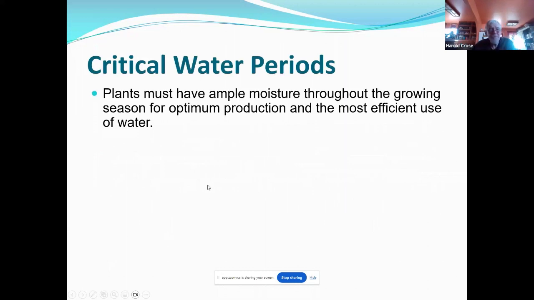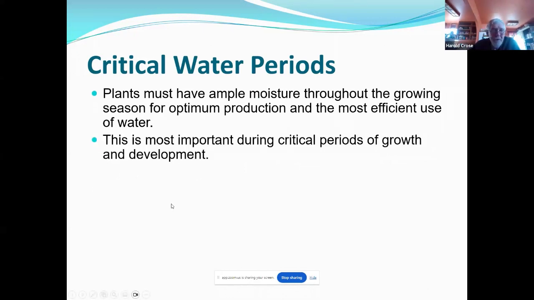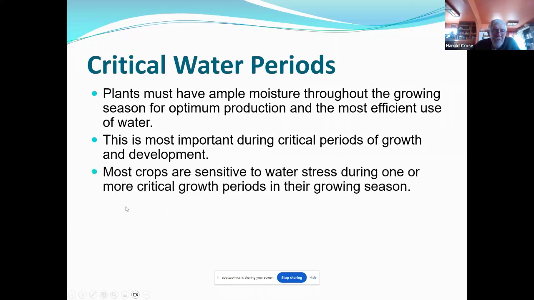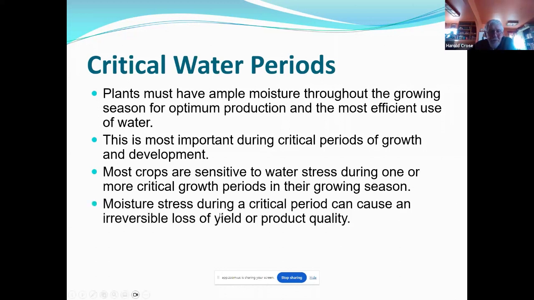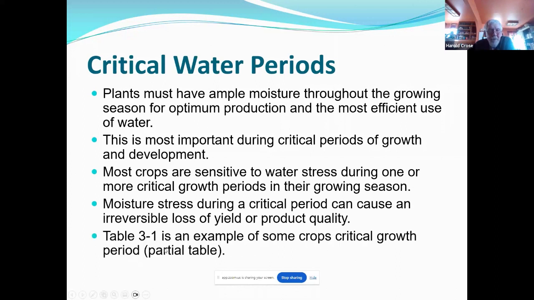Critical water periods. Plants must have ample moisture throughout the growing season for optimum production and the most efficient use of the water. This is most important during critical periods of growth and development. Most crops are sensitive to water stress during one or more critical growth periods in the growing season. And moisture stress during a critical period can cause an irreversible loss of yield or productive quality.